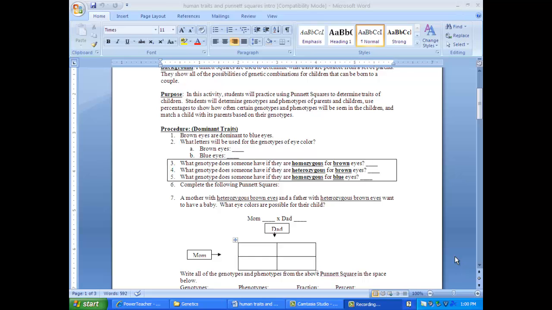I want to talk about the vocabulary that'll help you review for the game we're going to play next. It says here, brown eyes are dominant to blue eyes. So if brown eyes are dominant, how do we represent that in the genotype? Big B. So we will use big B. Very good. So brown eyes are dominant.